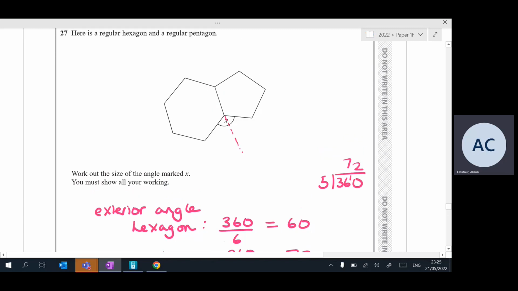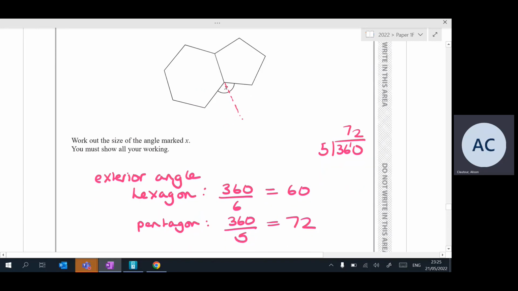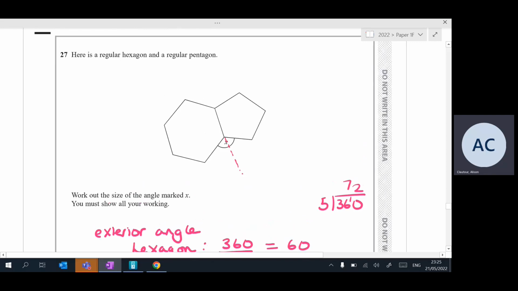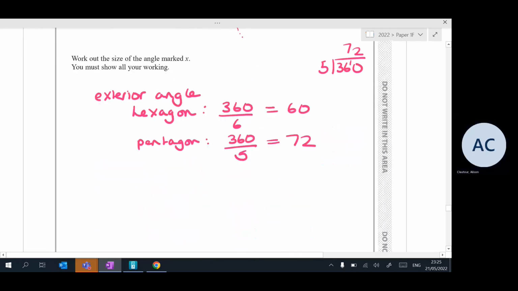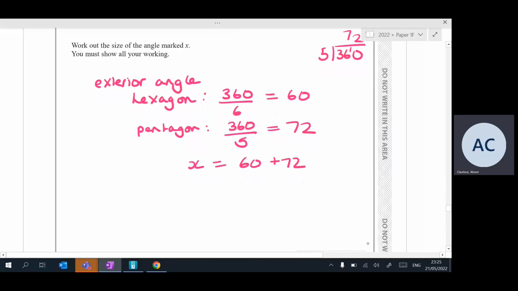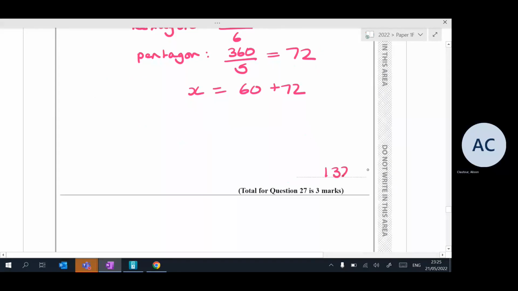Okay, and I can see these are the exterior angles. So X is made up of your two exterior angles put together. So this is the hexagon one. So 60 is that angle there. 72 is that angle there. So for X, I can see that I add 60 and 72 together to get 132.